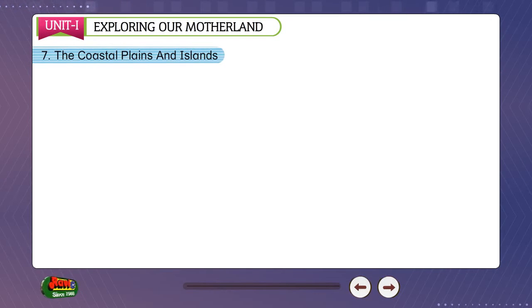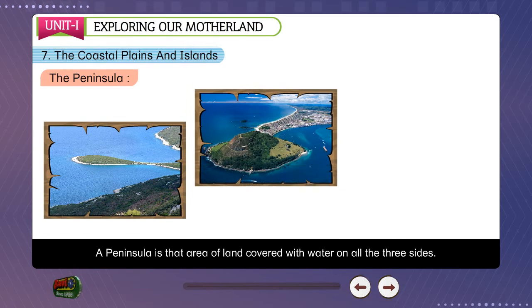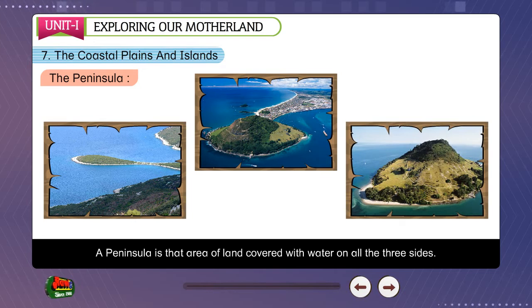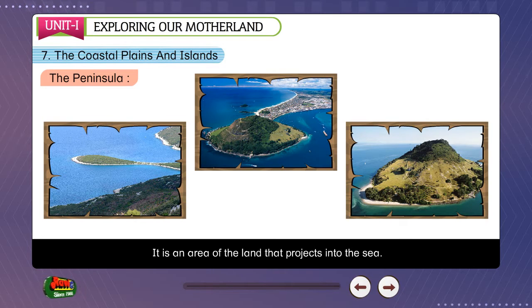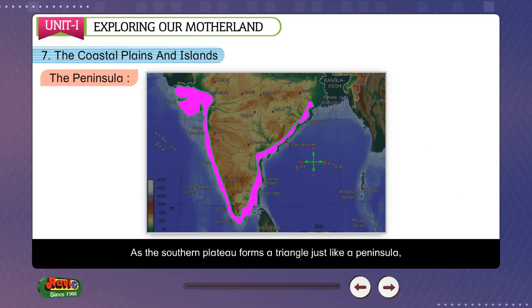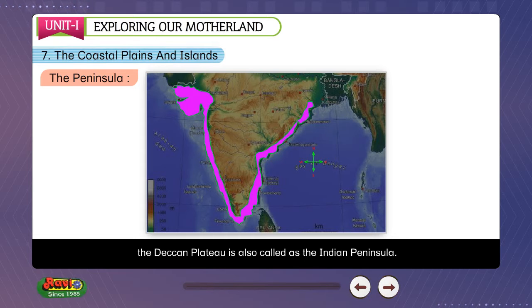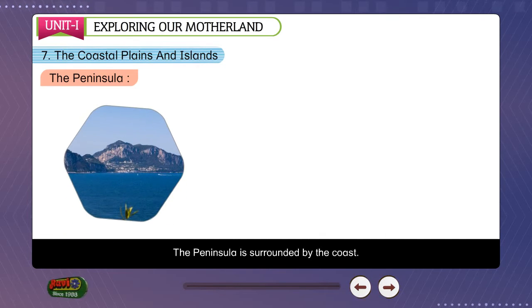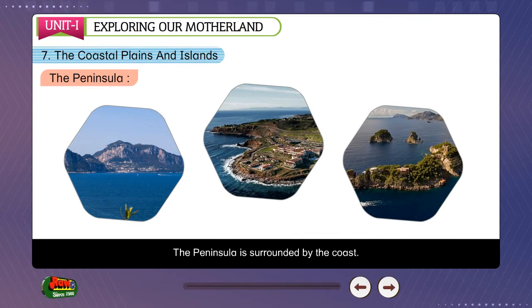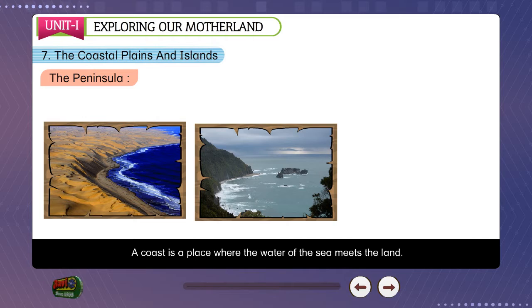7. The coastal plains and islands. The peninsula. A peninsula is that area of land covered with water on all the three sides. It is an area of the land that projects into the sea. As the southern plateau forms a triangle just like a peninsula, the Deccan Plateau is also called the Indian Peninsula. The peninsula is surrounded by the coast. A coast is a place where the water of the sea meets the land.